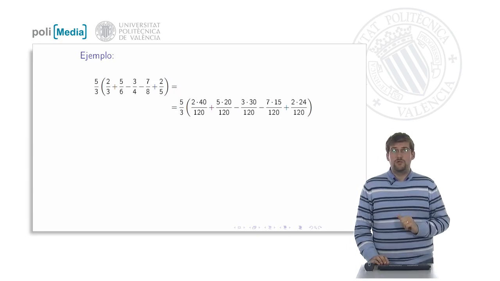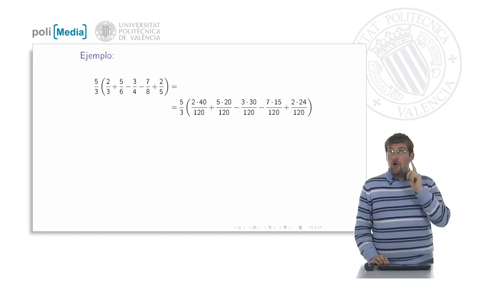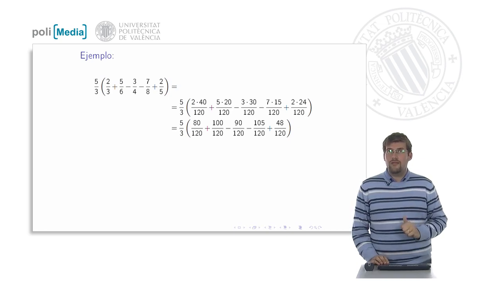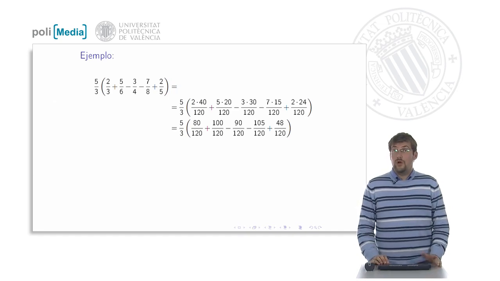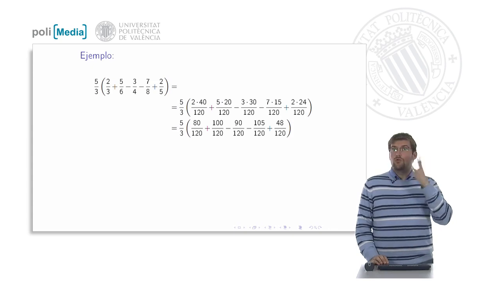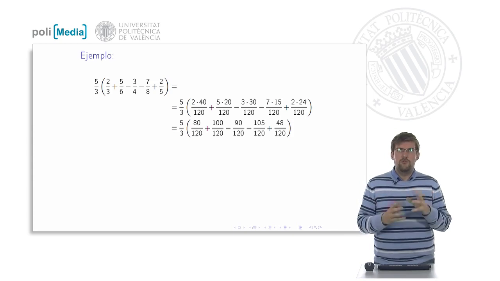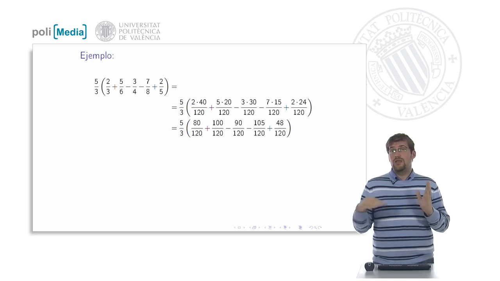Once these operations are completed, since the denominators are the same, we can group the numerators directly or calculate the numerator for each fraction, and that's what we will do in this case. We have 2 times 40 equals 80, 5 times 20 equals 100, 3 times 30 equals 90, 7 times 15 equals 105, and 2 times 24 equals 48. We now have 5 fractions, and it might seem that we've only made the first step more complicated. We had 5 smaller fractions, and now we have 5 larger fractions with slightly more complex numbers. But the important property, and what we are looking for, is that all the denominators are the same.